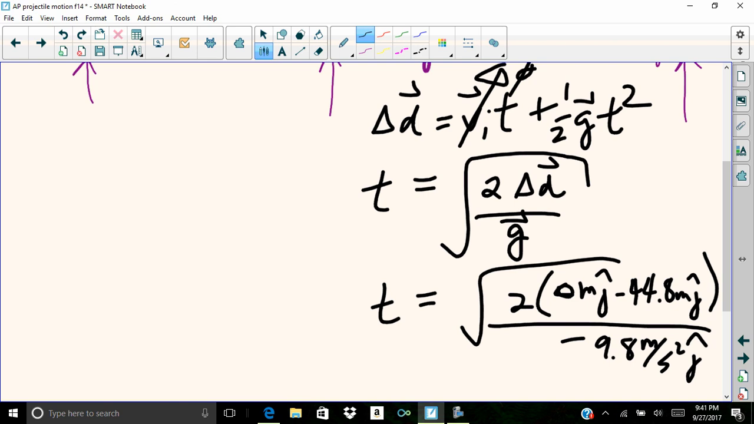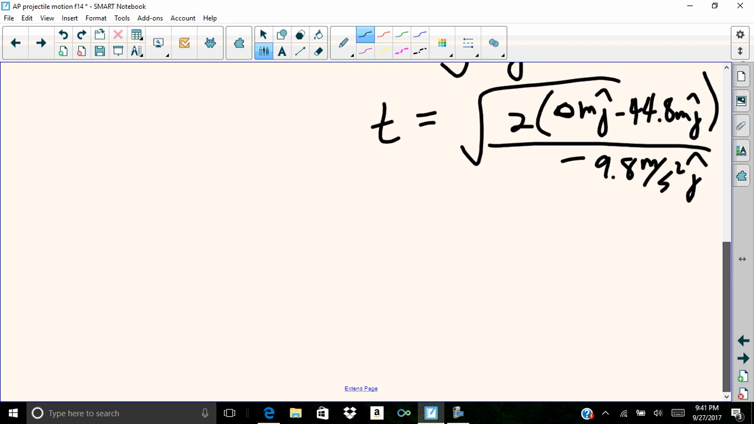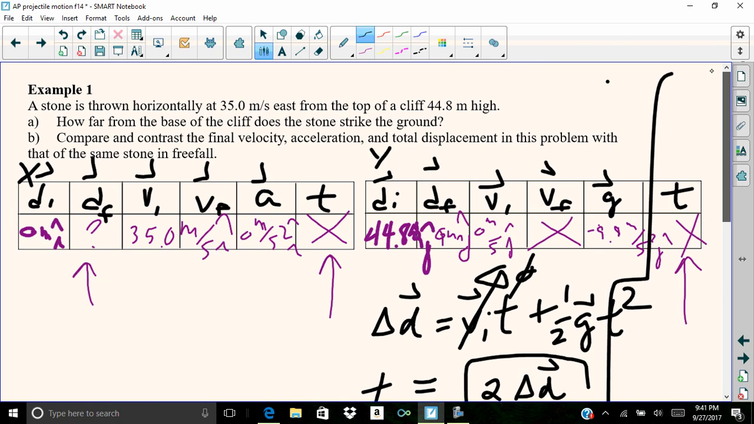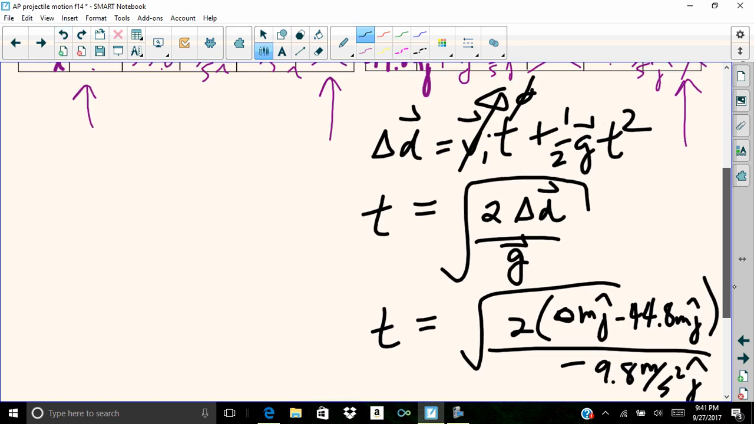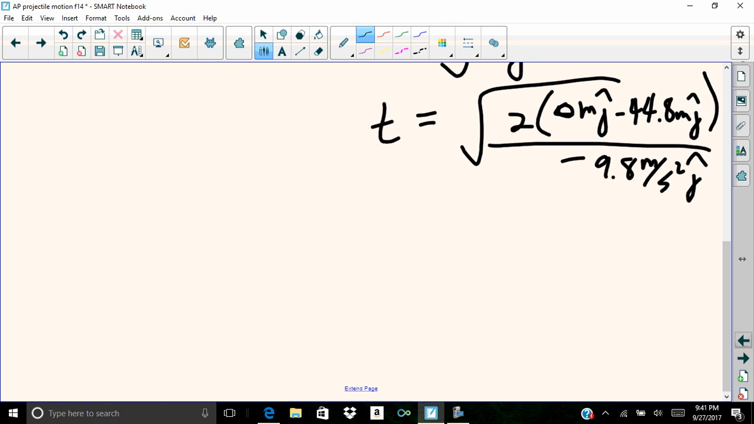Notice here that the negative in the numerator and the negative in the denominator are actually going to go away, which is good, because we don't want to have a negative in the square root. It ends up giving us an imaginary number. Okay, so what we're going to do is go ahead and get your calculator out.